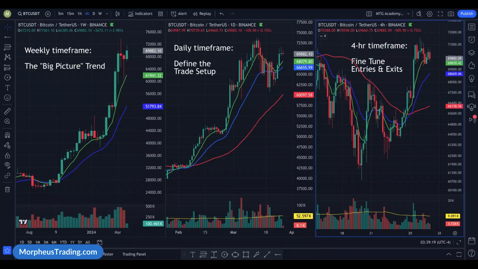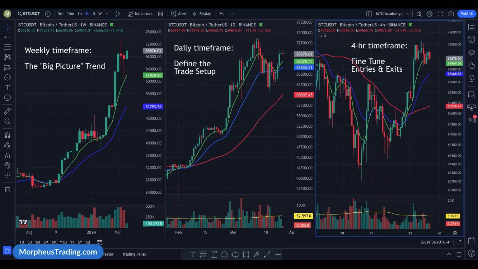When analyzing the charts of any asset, the Morpheus strategy focuses on a concept known as multiple time frame analysis. This means that we don't look at the chart of just one time frame. Rather, we look at multiple time frames because each chart will give a different picture of what's happening.